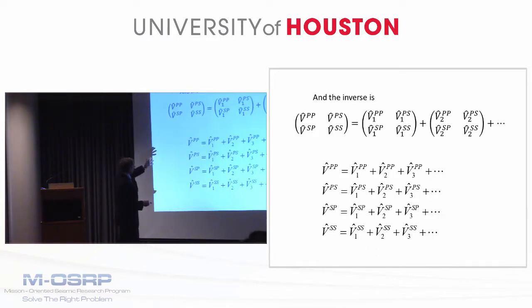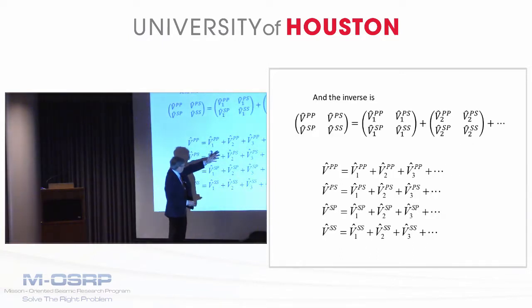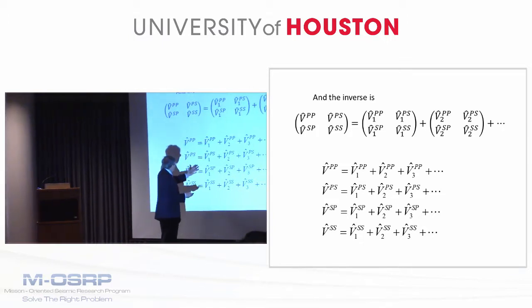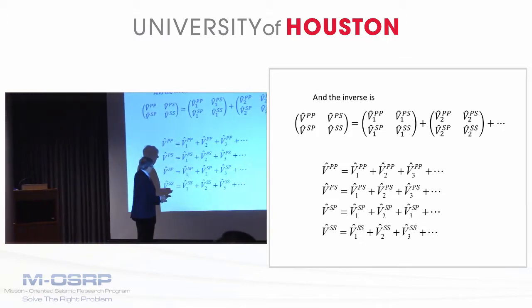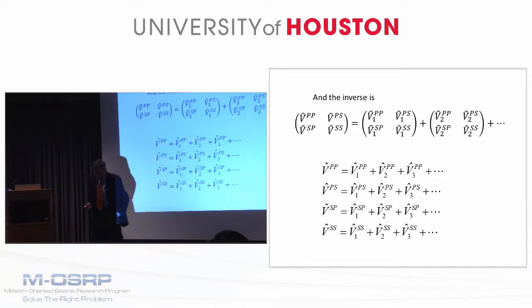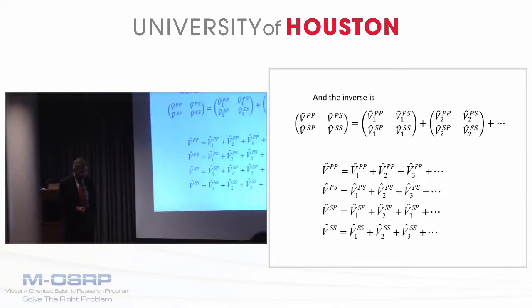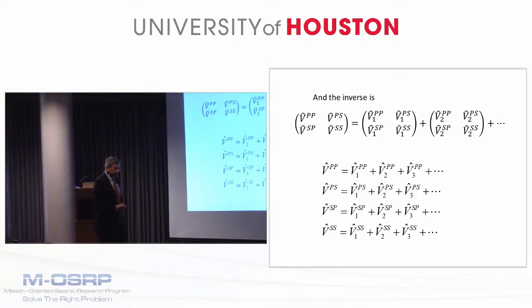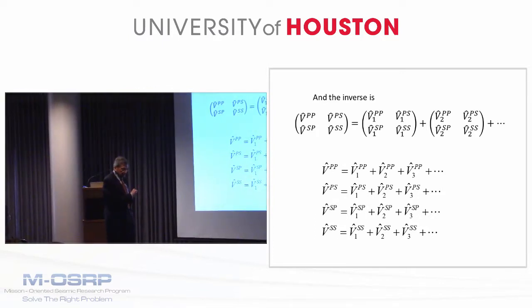And then there's VPPs, V1 PP, V2 PP. What do you mean V1? V1 is the part of VPP that's linear in the data. What data? That data matrix. That was the data, okay?